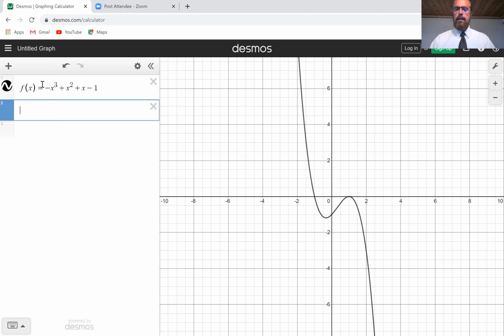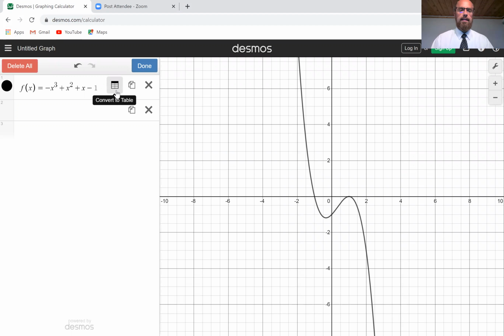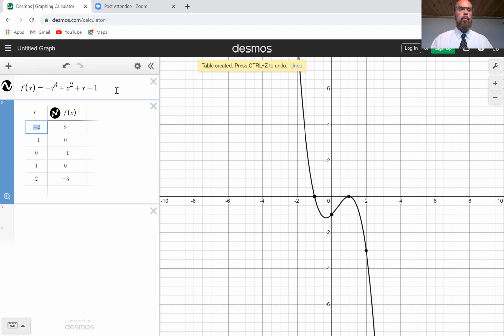It's showing the characteristics I would expect. I've got a degree 3 function, so it's got one arm up, one arm down, and it's a negative leading coefficient, so the left arm's up, right arm's down. What I want to do is get a table of values, and what I'm on the lookout for when I get that table of values is what are the x-intercepts or the zeros.